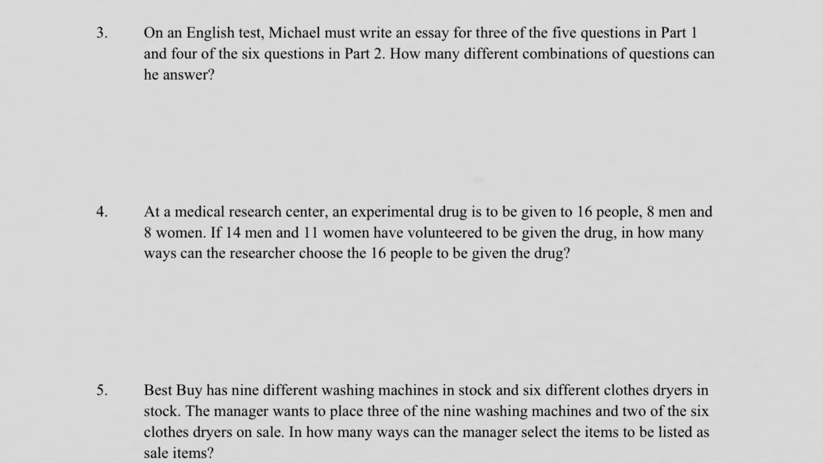So, guys, on the English test, if you have to write an essay, you have 5 questions, but you don't have to do all 5. You can just choose 3. Maybe there's 2 you don't really like or you don't know anything about, whatever. They do that sometimes. Pick 3 out of the 5. Okay? So we're picking 3 out of 5 essays in part 1. Part 2, we're picking 4 of 6 questions.